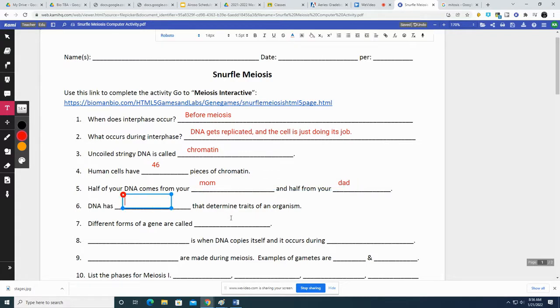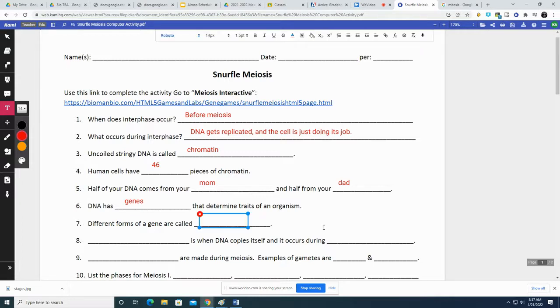DNA has blank. DNA has genes that determine traits of an organism. Genes, those are segments of DNA that code for a particular trait. Like, where do you think you get your blue eyes from? Well, it's in your DNA, the genes in your DNA, or your brown hair, your blonde hair, whatever. Those are all stored in genes in your DNA.